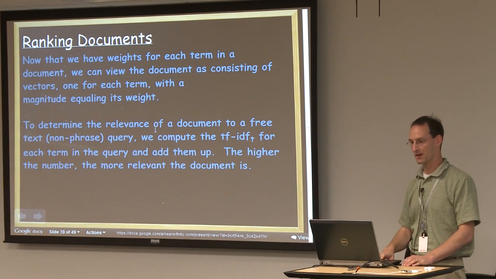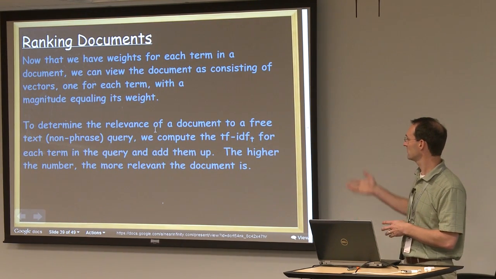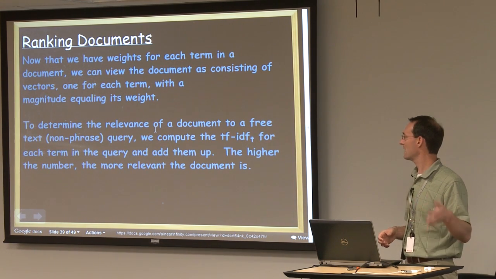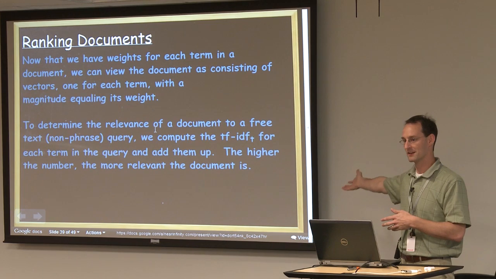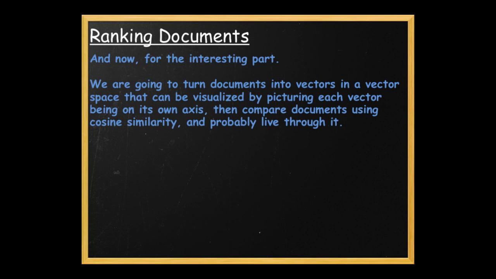I know that sounds like a lot of mumbo jumbo, but hopefully the application of this will be clear. So now that we have weights for each term in a document using this measure, we can actually view the document as consisting of vectors. There's one vector for each term, with a magnitude equaling its weight, defined by that formula I just presented on the previous slide. So to determine the relevance of a document to a free text non-phrasal query, we compute that for each term in the query and we just add it up, and the higher the number, the more relevant the document is. That's cool. That'll help you find documents.